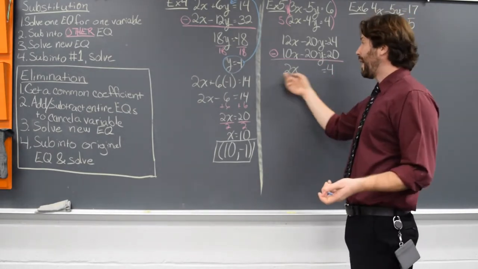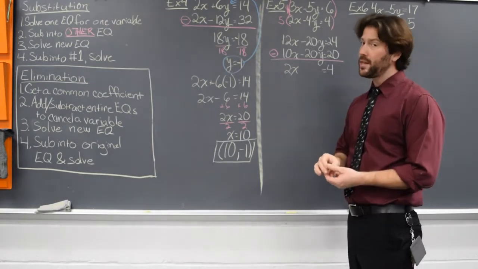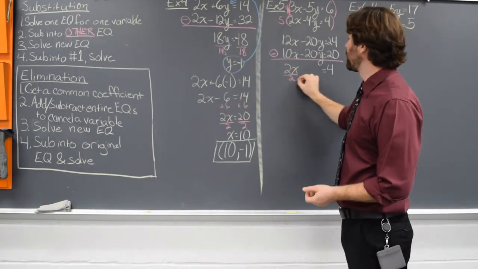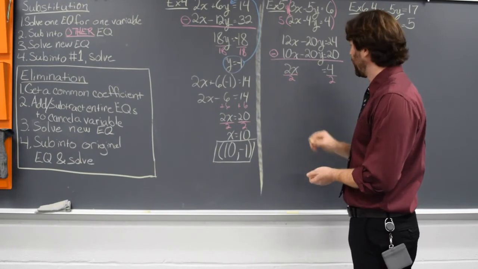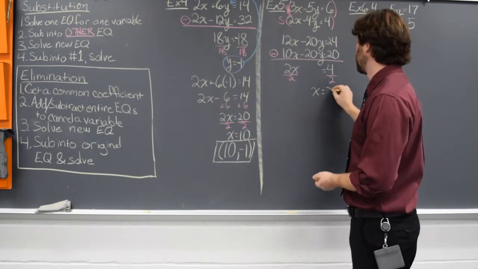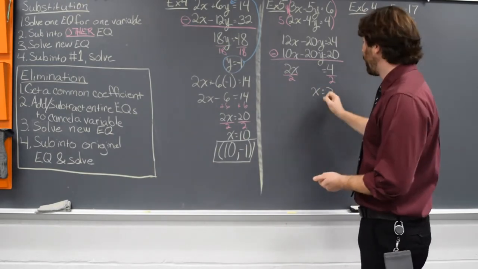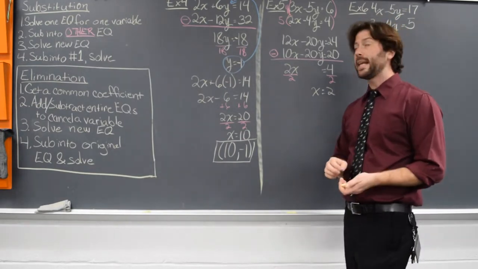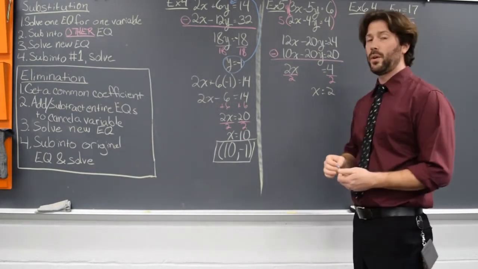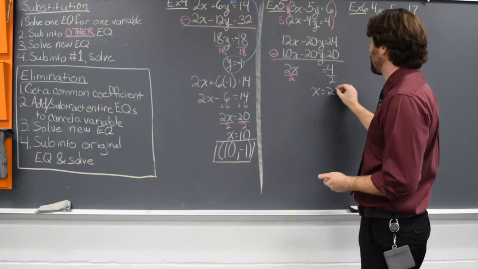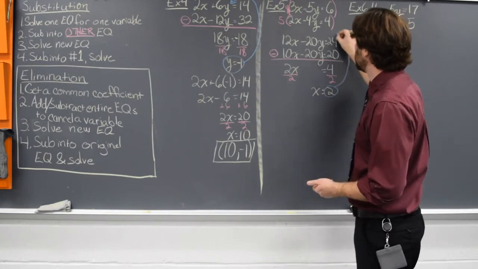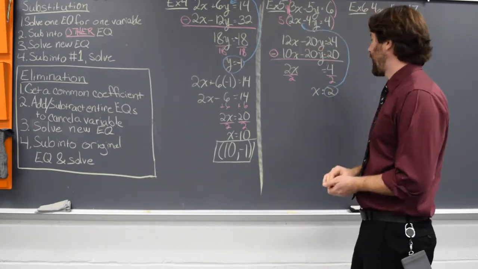Okay, so now I've got an equation that's all x's. Pretty easy one to solve. Divide both sides by 2, and we have x equals 2. Now, once we have what x is equal to, we can sub it into either one of the original equations and use it to solve for y. It doesn't matter which one we sub it into. I'll sub it into this guy.